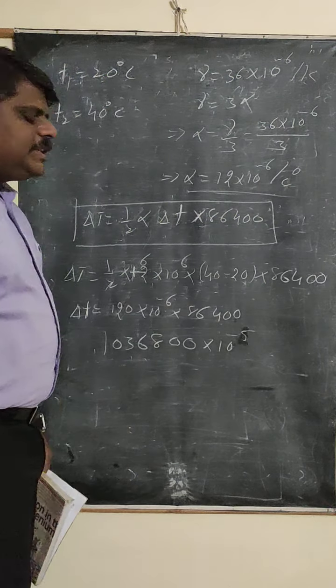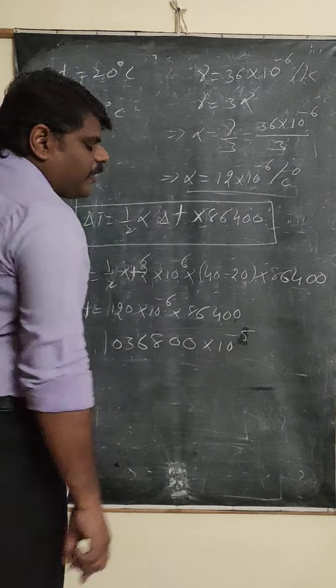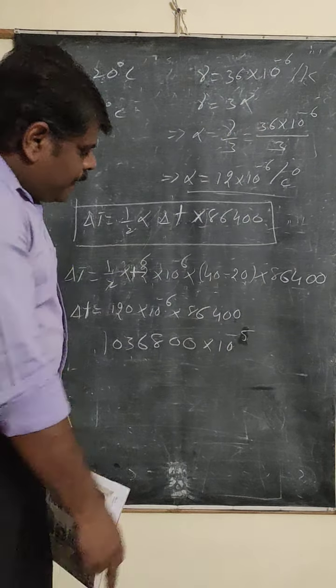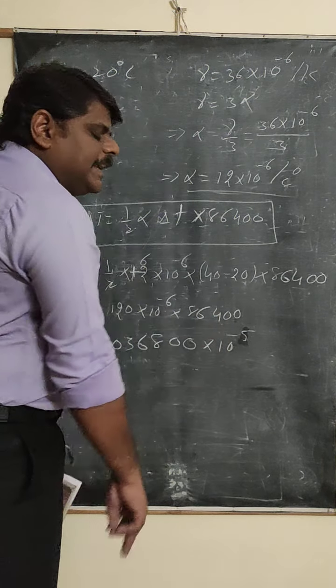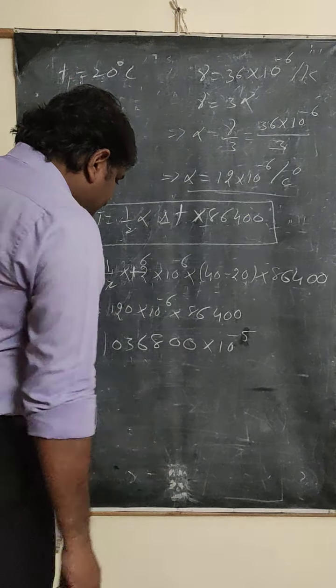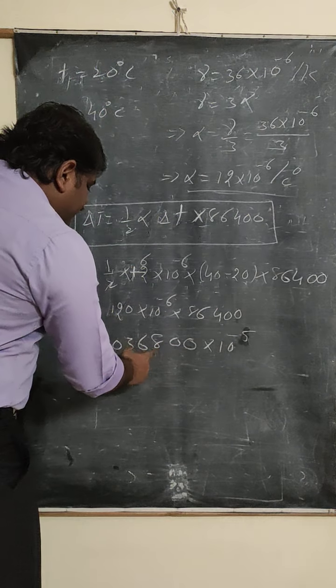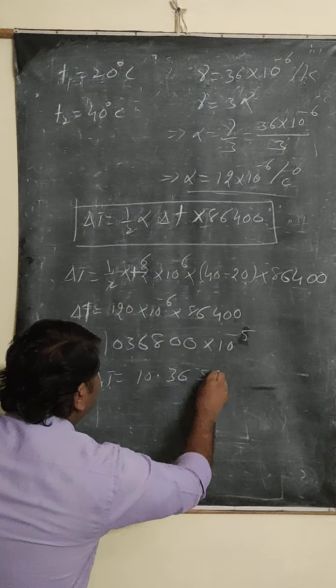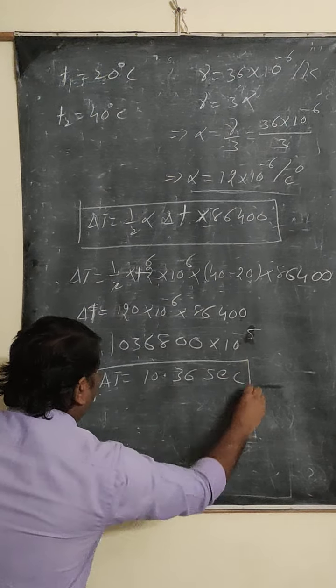Now we have to simplify this value. If you remove 10 power minus 5, the decimal point will be shifted to the left side. How many digits do we have to shift? 5 digits, that means 1, 2, 3, 4, 5. That means it can be written as delta t is equal to 10.36 seconds. This is the final answer itself.